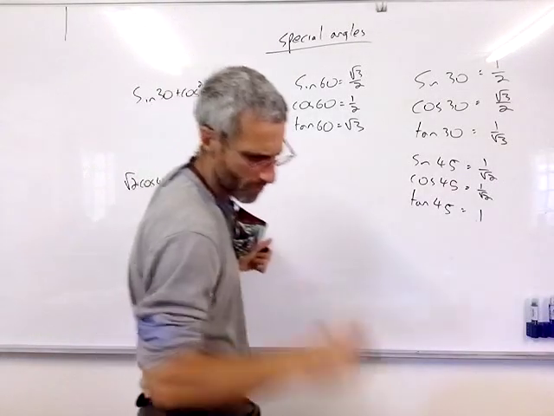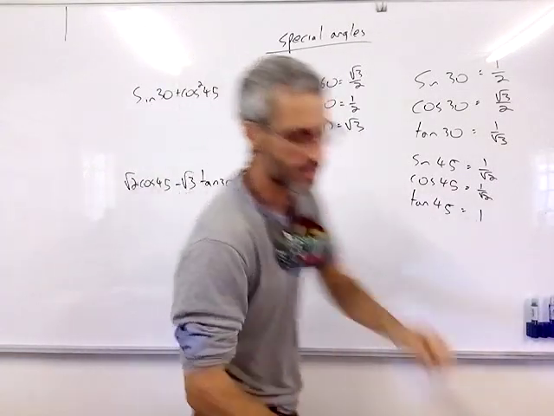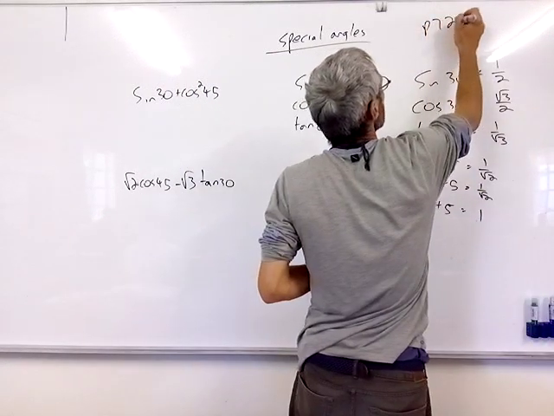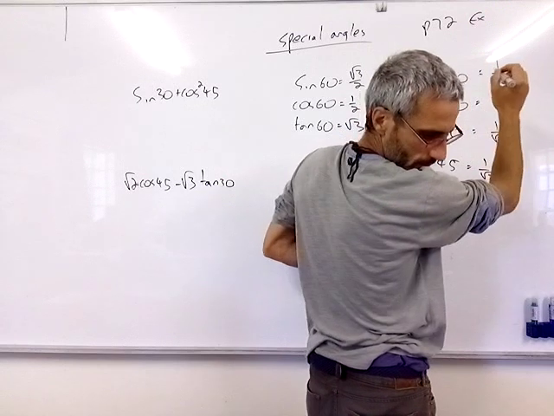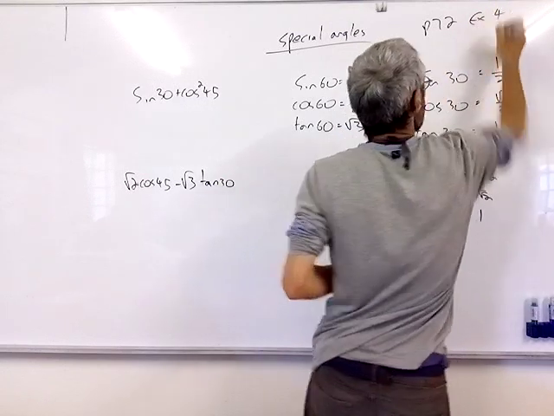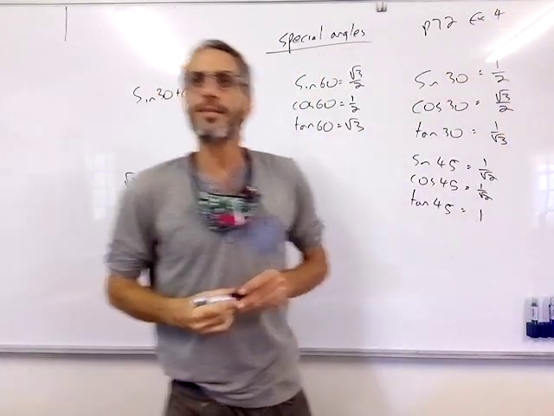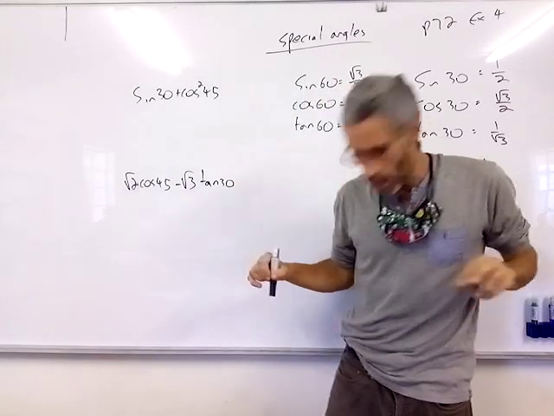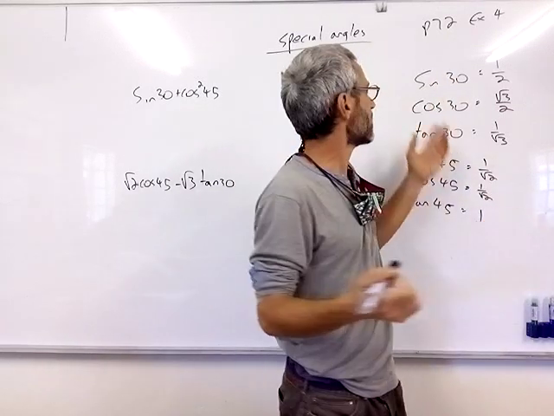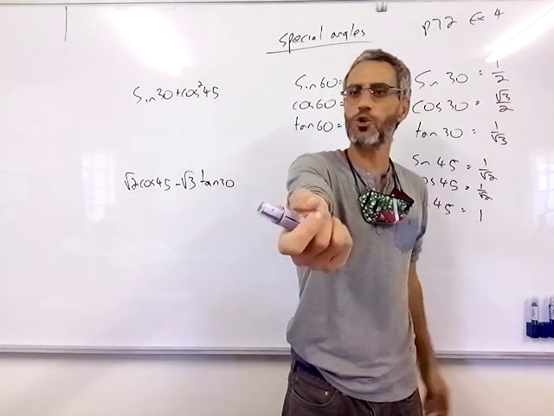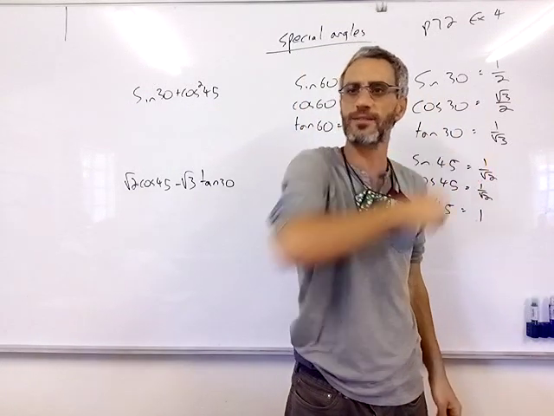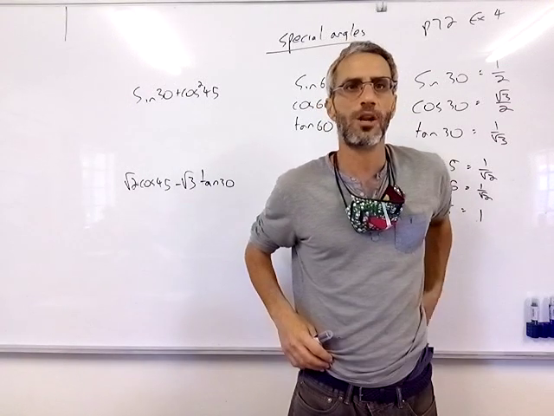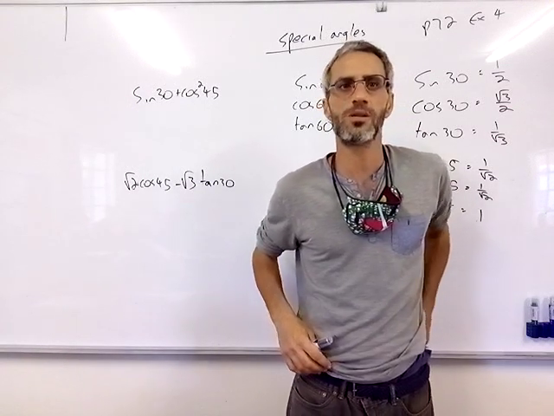We are in page 72, exercise 4, and today's lesson is special angles. Last lesson, we learned how to use the calculator. It was really easy, okay? Sine 30. Maybe let's just do that. Put in your calculator sine 30. We've done that sort of stuff last lesson. What do you get? 1.5.